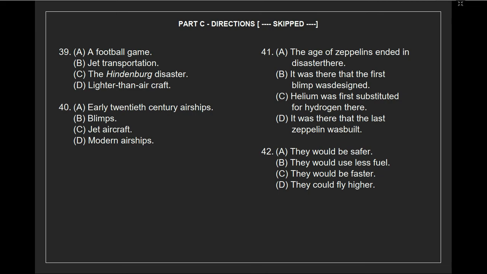Number 39. What is the main topic of this talk? Number 40. Which of the following aircraft is classified as non-rigid? Number 41. What important event in the history of airships took place at Lakehurst, New Jersey in 1937? Number 42. According to the talk, what advantage would the airships of the future have over jet airplanes?